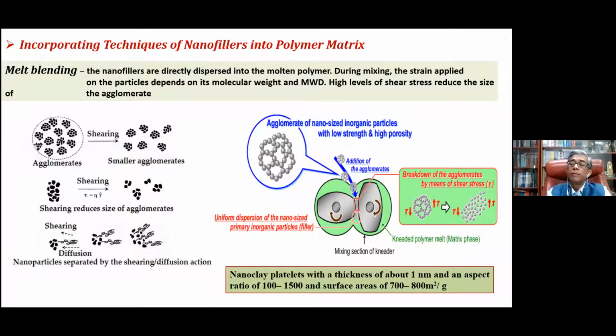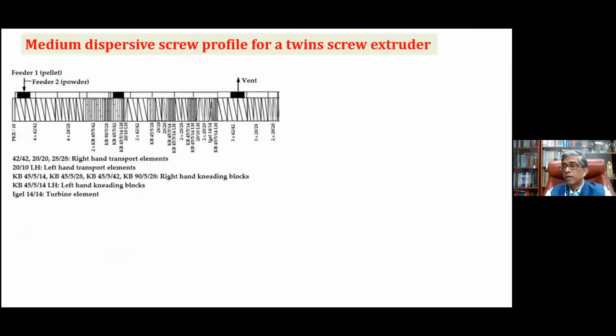One of them is the mixing element or the kneading element, which is generally used in a twin screw extruder. If we can do it in a proper manner, in the interspaces between the two rotating screws, if we can shear them, then maybe we can de-agglomerate them more, and we'll get a surface area of 700 to 800 square meters per gram for this type of nano-size particles. Based on that, a lot of developments happened.